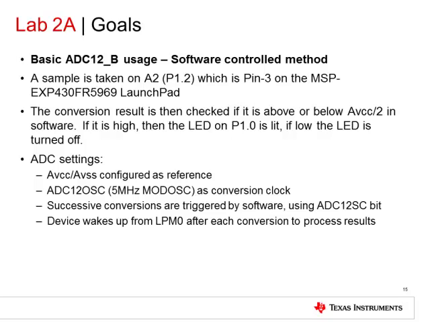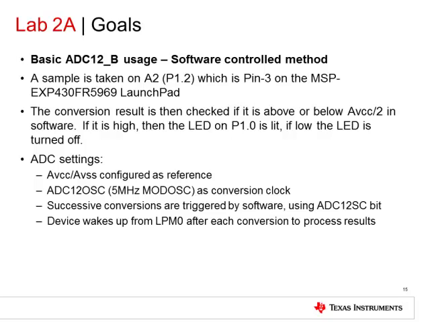The goal of this lab is to sample an analog input channel A2. The start of conversion is controlled in software. The conversion result is analyzed to see if the input voltage is above or below half AVCC. An LED is turned on or off based on the result. In the next lab, we will modify the settings used here but make the code more efficient for ultra-low power operation.